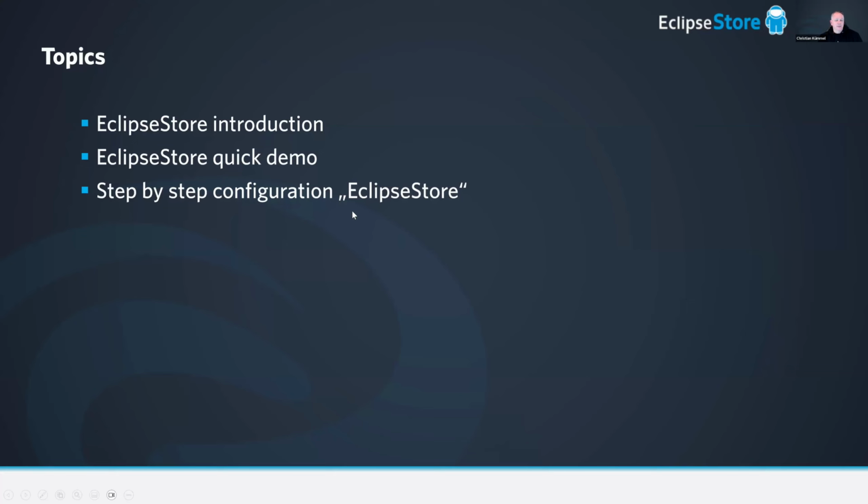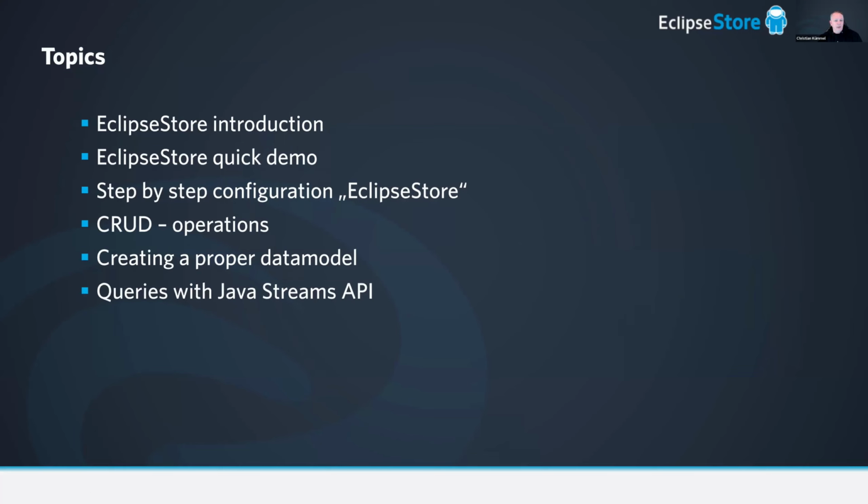This is a hands-on demonstration, so you can code along with me if you want. I have integrated some branches for you, so you can code along with me. We create a CRUD; we're talking about CRUD operations. We're talking about creating proper data models, and what the most important things within data models are when you use EclipseStore. We have to talk about queries, or better said, the Java Streams API.